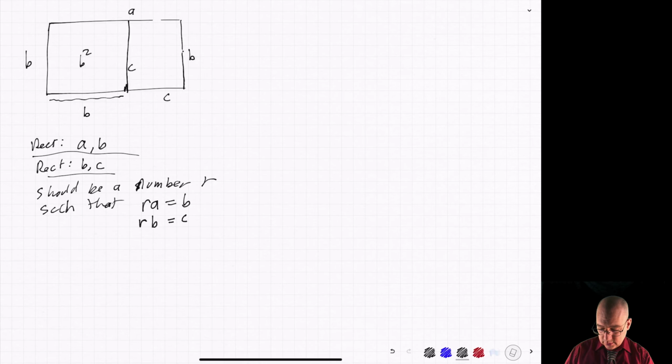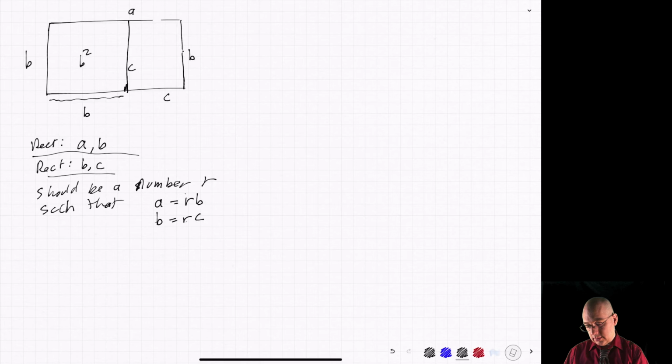And I guess what I want to do is, okay, this is not what I want to do. Sorry. What I want to do is A equals RB and B equals RC, so that the large side over the small side is equal to this ratio, and that's supposed to be over here too.